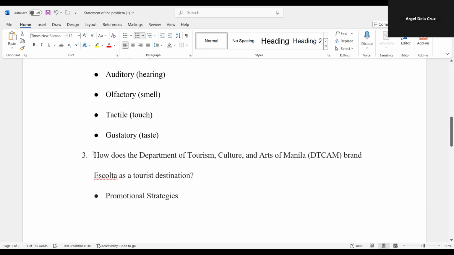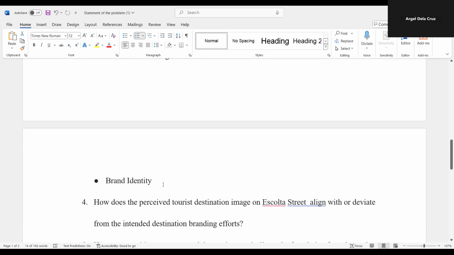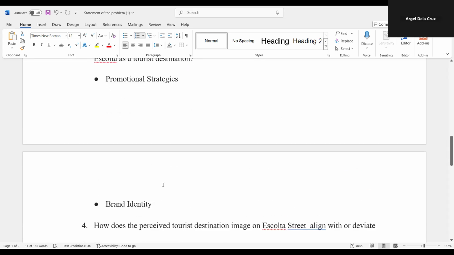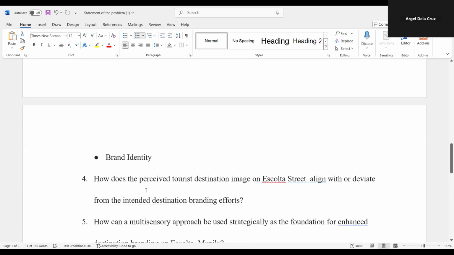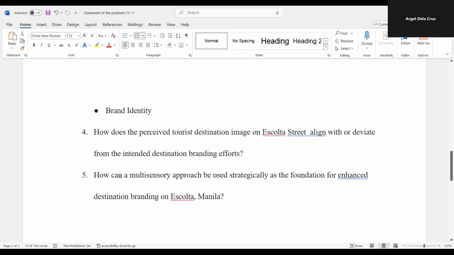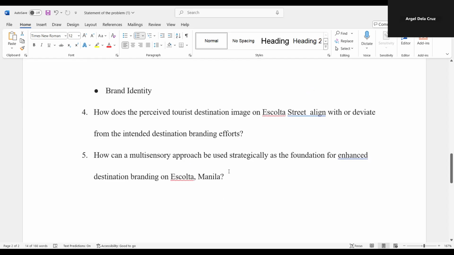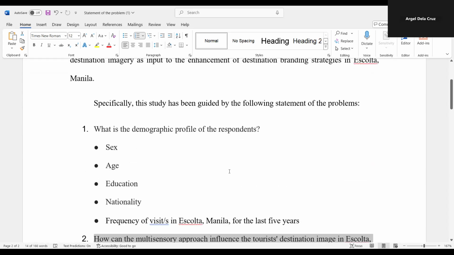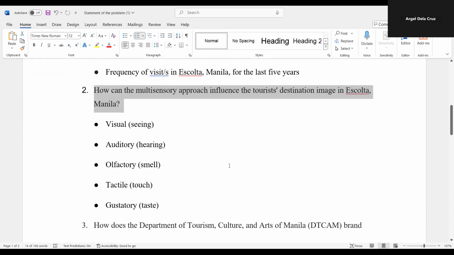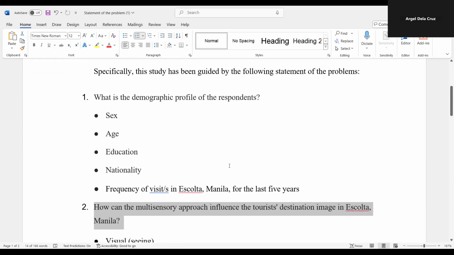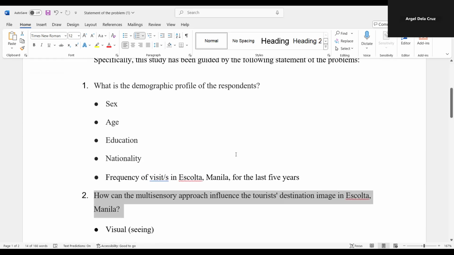Next, how does the Department of Tourism DTCAM brand Escolta as a tourist destination? Promotion strategies, brand identity. Dalawang variable lang. Maraming variable pero ito lang kinuha nila. How does the perceived tourist destination image of Escolta align or deviate from intended destination branding efforts? And how can multi-sensory approach be used strategically as a foundation to enhance destination branding ng Escolta, Manila? So, yun po, no? Ito yung mga question niya. Tatandaan po natin, i-relate po natin mamaya yung questions dito sa SOP, doon sa ating instrument, because yung instrument kasi extension siya ng SOP. Paano natin kukunin yung sagot?